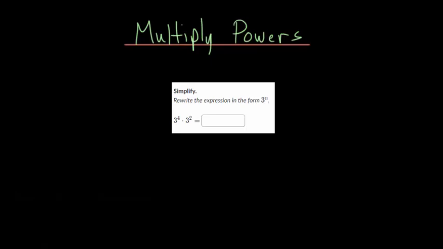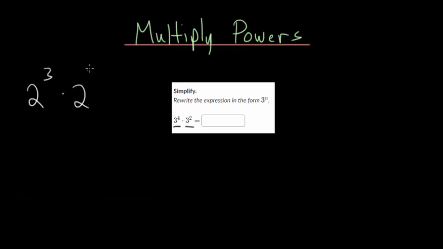In this video, I'd like to talk about how to multiply powers. So basically, you can see in this example problem, we have two different exponential terms that are multiplied together. And notice that these exponential terms have the same base. So what I mean by base is the bottom number, the 3 in this case, where the 4 and the 2 are the exponents.